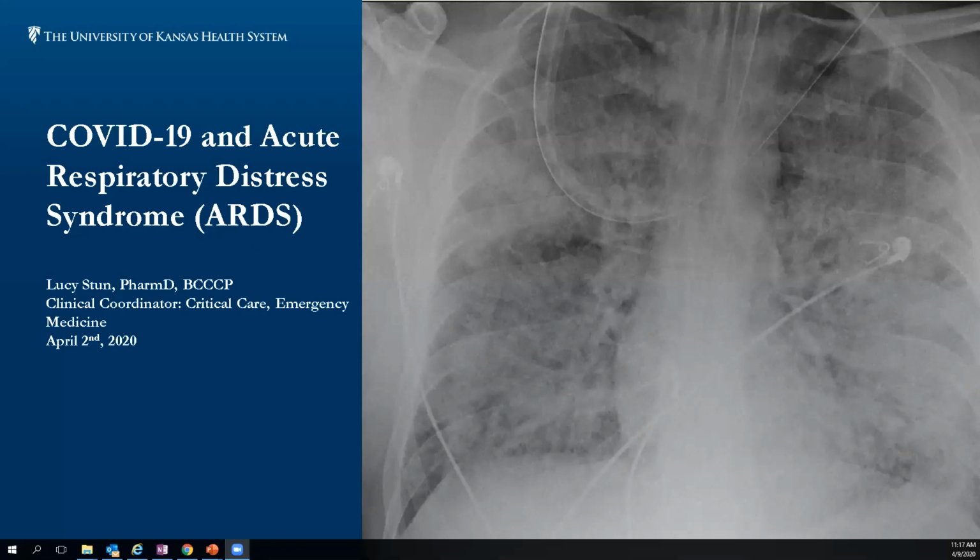For the second portion of this presentation, we will be talking about COVID-19 and acute respiratory distress syndrome. I'll be saying ARDS for the rest of the time.